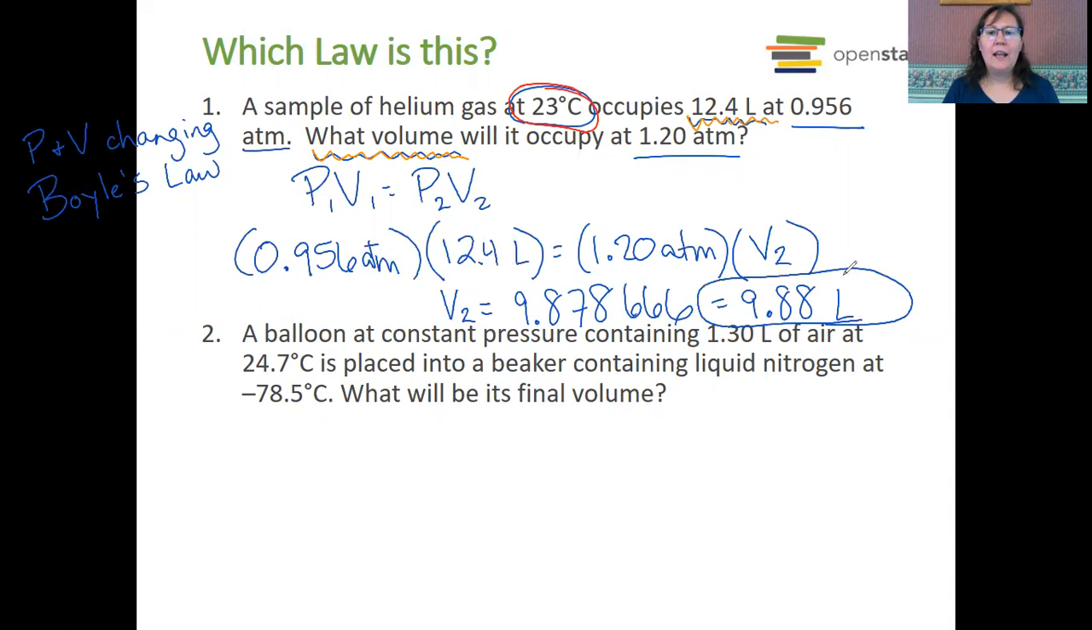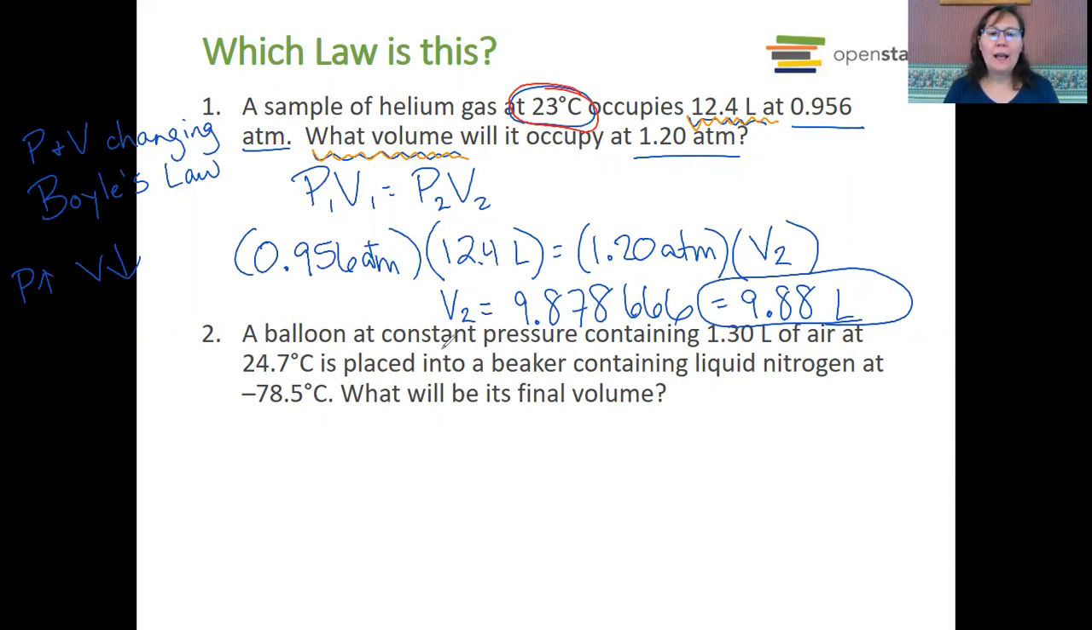And then I can check, and I can see that my pressure went up, and it's Boyle's law, so my volume must go down. So as pressure goes up, volume goes down. Great. Okay, now let's take a look at another one.